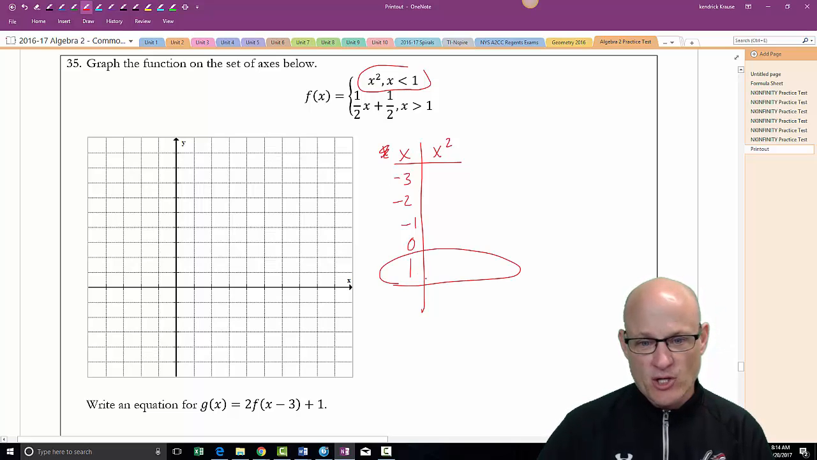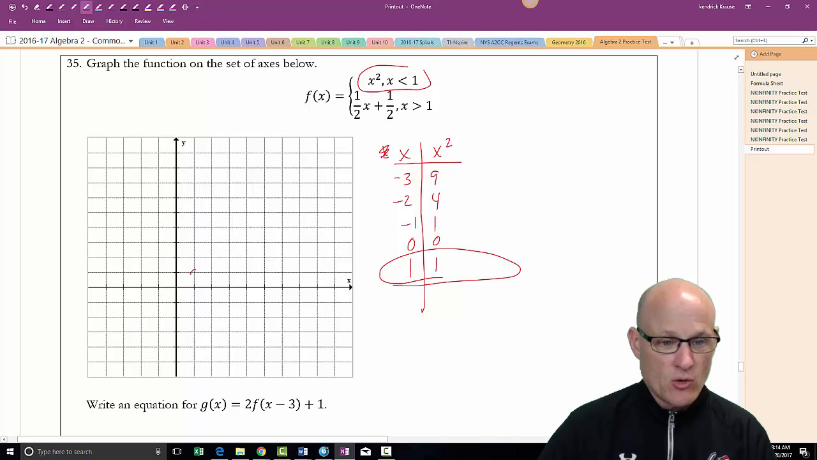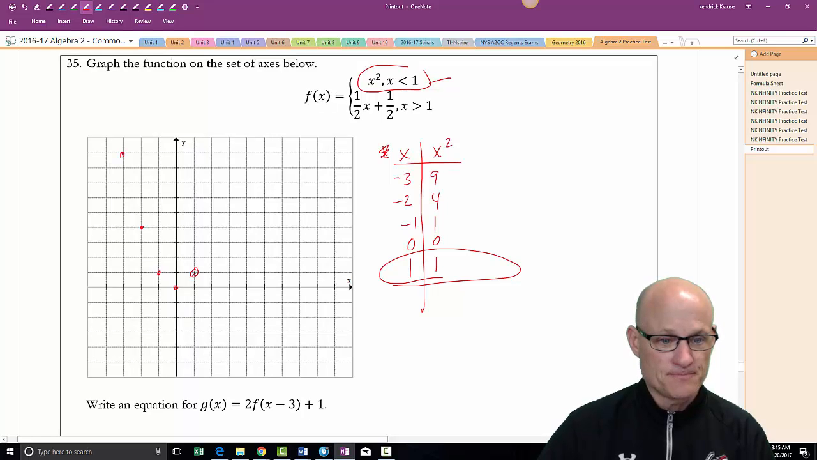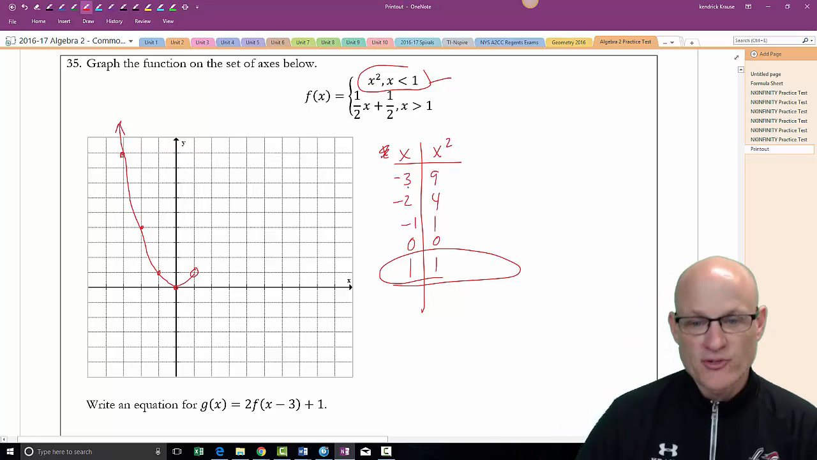And remember, this is going to be an open circle. So -3 squared is 9, then 4, 1, 0, and 1. So if I graph this, 1, 1 is going to have an open circle on it because notice there's no equal to on that part. So 0, 0, 1, 1, -1, 1, -2, 4, -3, 9. I'm hoping those are right. I didn't count. Hopefully there's 10 boxes. 1, 2, 3, 4, 5, 6, 7, 8, 9. Good. All right. So that's that.